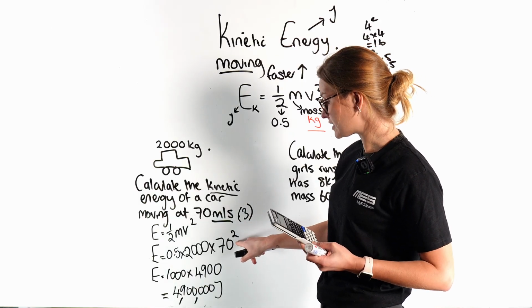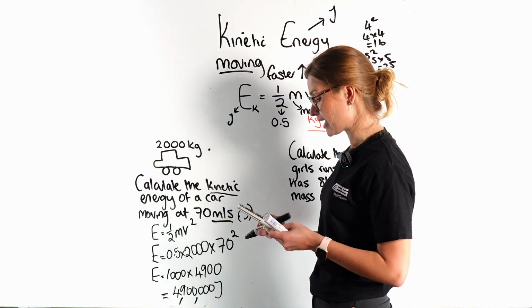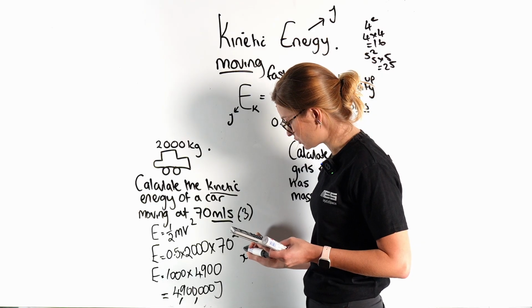Again, remember, it's only the speed that you square. And the little button in your calculator, it looks like a little x squared button.